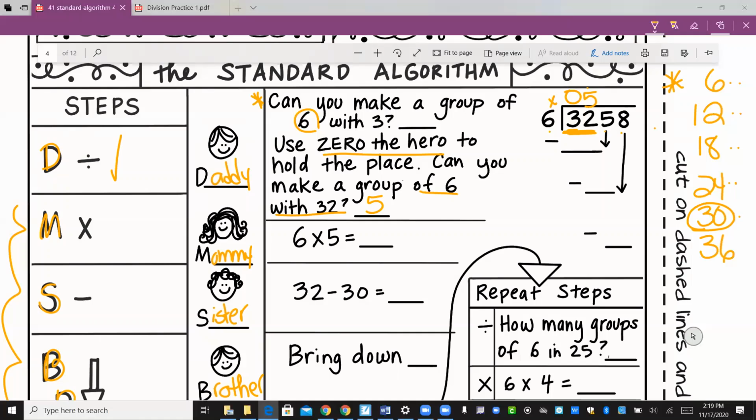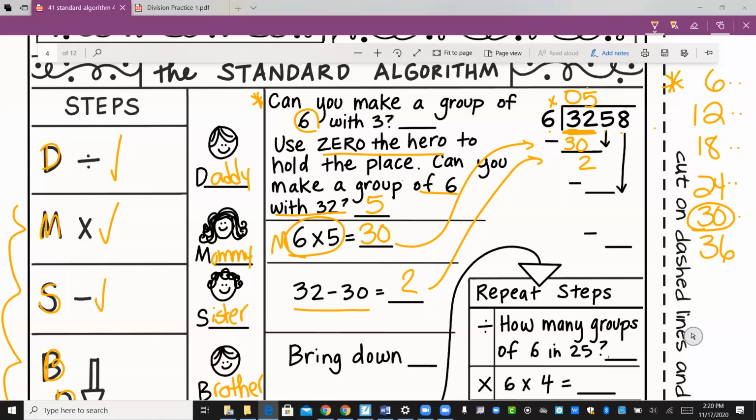And now I'm going to multiply 6 times 5 equals 30. I'm going to put that 30 over here underneath 32 to help me keep track of how many groups I've made and how much we have in each group. So 5 groups equals 30. Then I'm going to subtract, sister. 32 minus 30 gives me 2. So when I look at my problem, 32 minus 30, I should have a 2 here underneath 30.